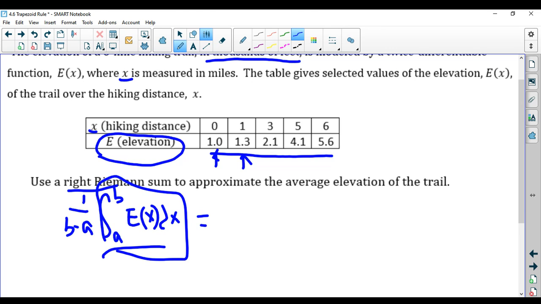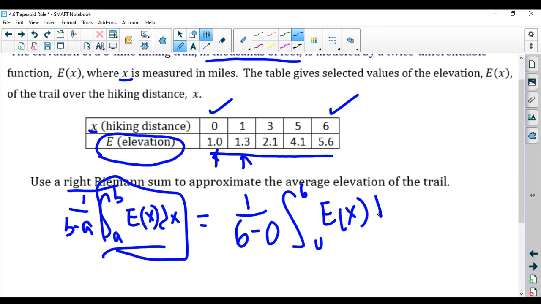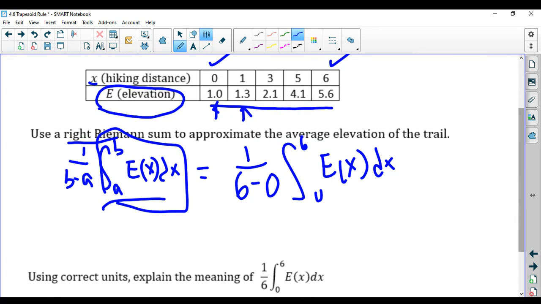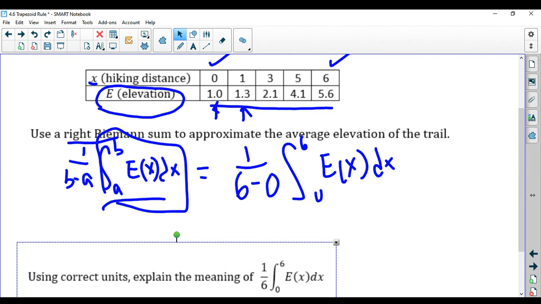So really what we have is b is 6, a is 0, and this integral will be our approximation. So just don't forget you have that 1 over 6 in front of it. So the right Riemann sum approximation is going to look like this.